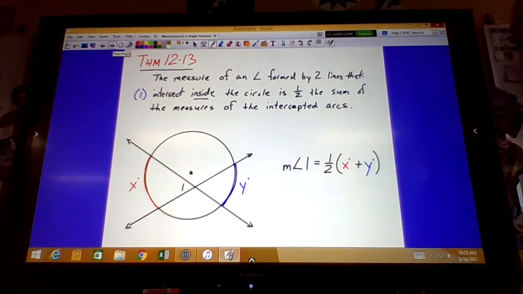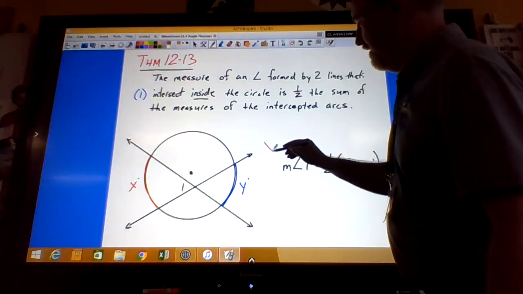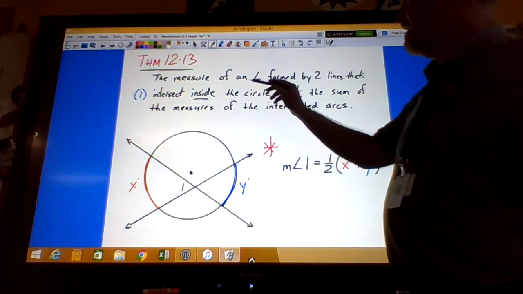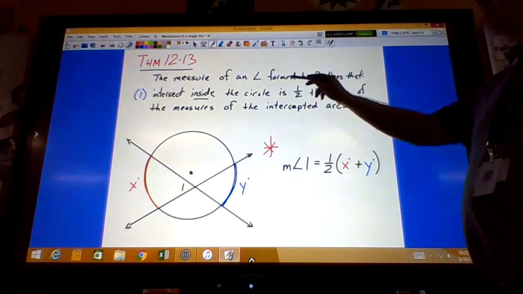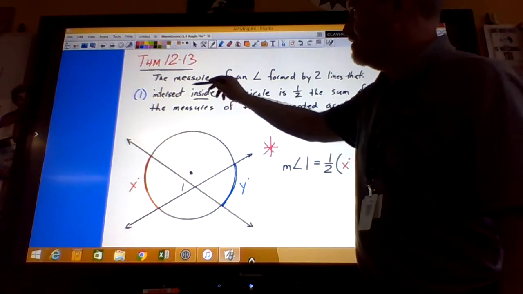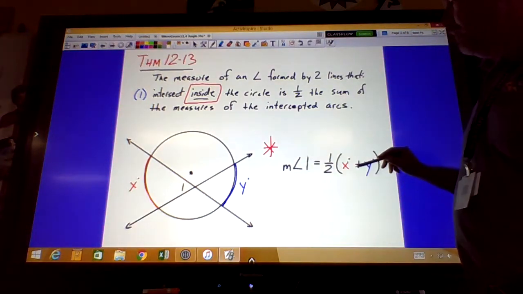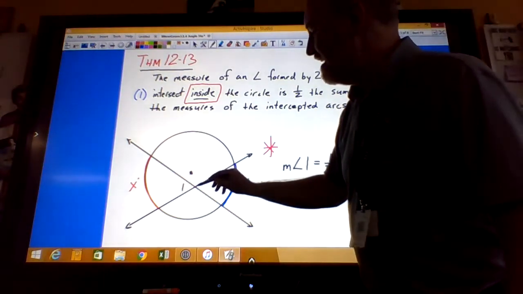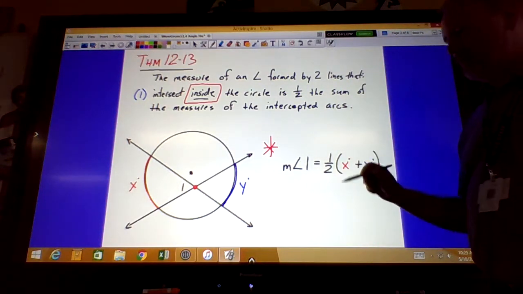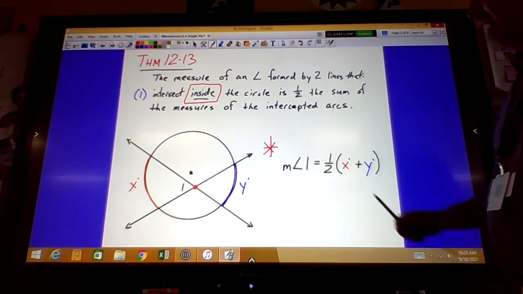Okay. Now here's where things get interesting. We're going to have our first formula of the lesson right here. And again, you've got the measure of an angle formed by 2 lines that intersect inside the circle. So that's the key word on this one. On this slide, we're going to use this formula when the lines intersect inside the circle. So again, copy that down, and I will process it.